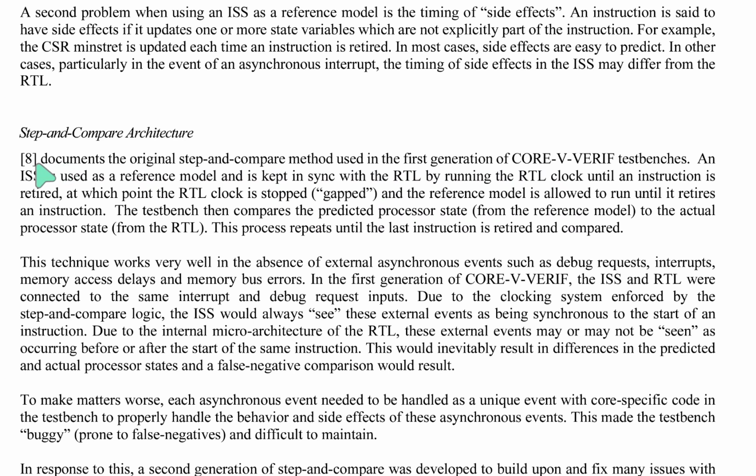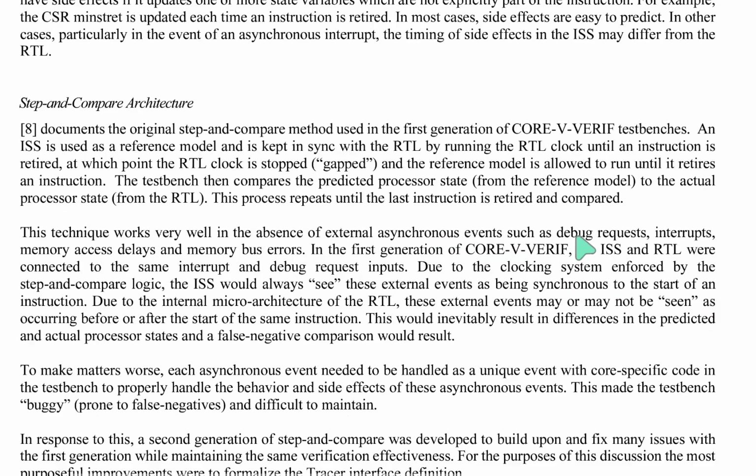Reference A documents the original step and compare method used in the first generation of CORE-V-VERIF test benches. An ISS is used as a reference model and is kept in sync with the RTL by running the RTL clock until an instruction is retired, at which point the RTL clock is gapped. The reference model is allowed to run until it retires an instruction. The test bench then compares the predicted processor state from the reference model with the actual processor state from the RTL. This process repeats until the last instruction is retired and compared.